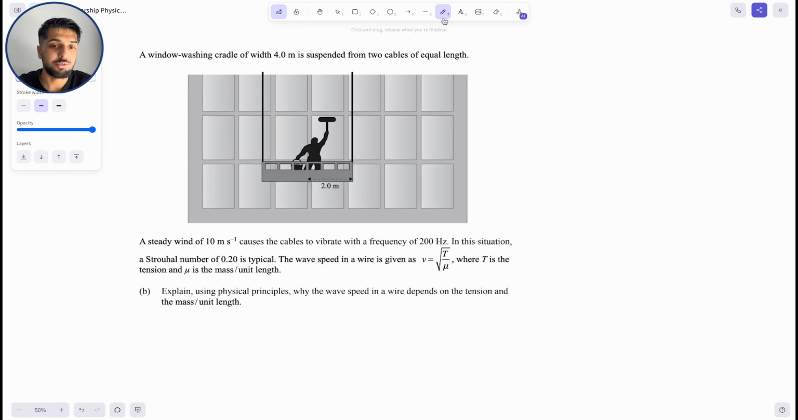A steady wind of 10 meters per second causes the cables to vibrate with a frequency of 200 Hz. In this situation, St is 0.2. The wave speed of the wire is given by that equation there, where T is the tension and mu is the mass per unit length.